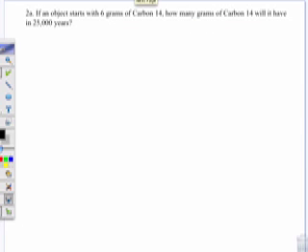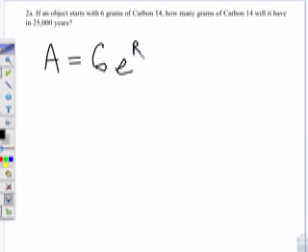We've stored it. Ahead. And it says if an object starts with 6 grams, how many grams of carbon-14 will it have in 25,000 years? So we don't know how much we're going to have. Started with 6. It's carbon-14, so that's changing continuously. And we have our R times 25,000. And this is R.